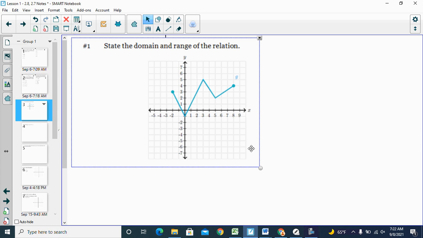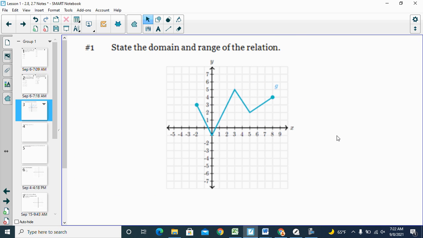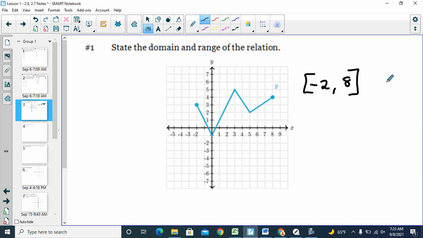Today's warm-up problems. The first one asks us to find the domain and range of this function. Domain is the x values that belong to the function, so we're looking left to right. The smallest x value appears to be -2. There is a point at -2. And the biggest x value is right over here, 8. That would be my domain.